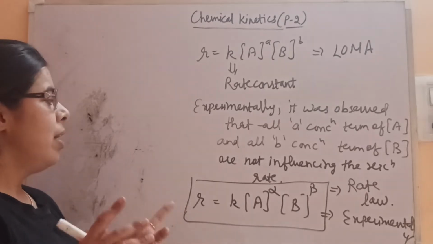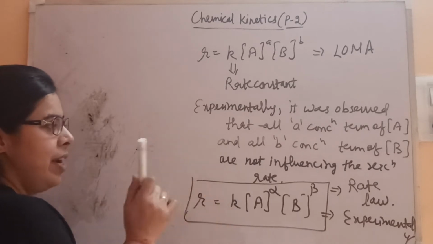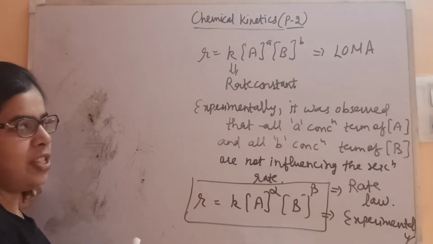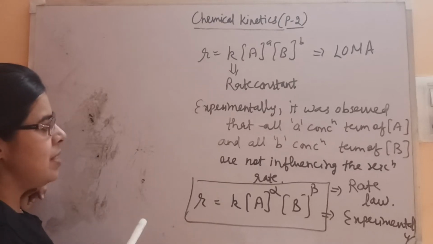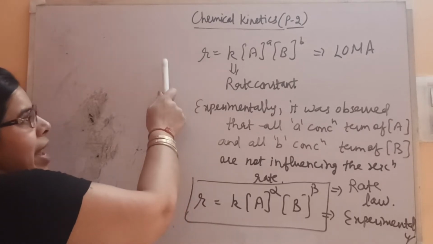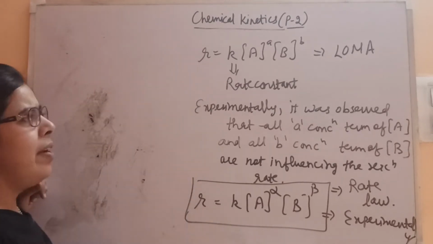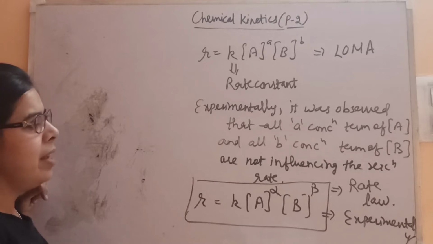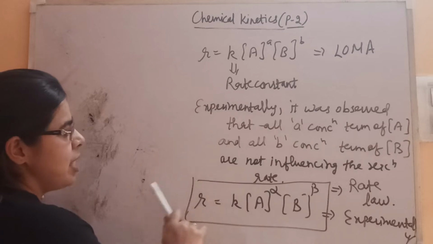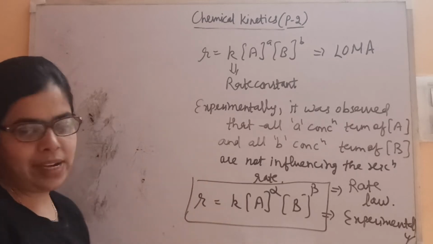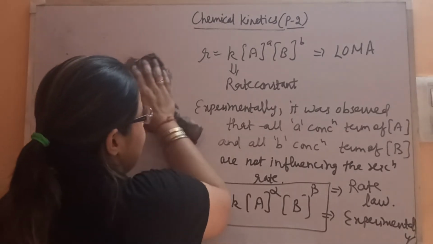Fine, with the help of which the rate of reaction is affected. But here it is not getting affected. Fine. So this is a difference. This is experimental. This is not experimental. So that's why this is a rate law, and this is only the rate expression according to the law of mass action. So we'll see what these exponents are known as. Fine. So let's see. These are the experimental values.